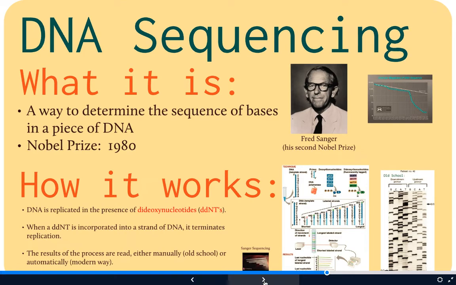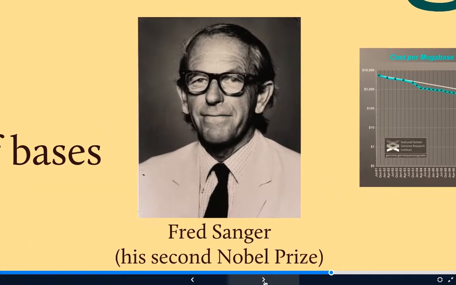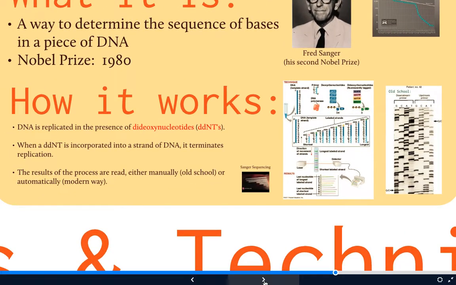If we want to see what the sequence is, DNA sequencing is a way for us to determine the sequence of bases for DNA, and that won a Nobel Prize in 1980. I'm just going to show you how it works pretty quickly. The Sanger method was how I learned it in school. Now it's a whole lot easier for us to sequence DNA.